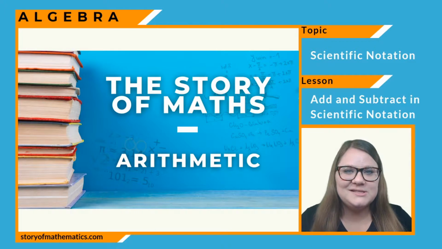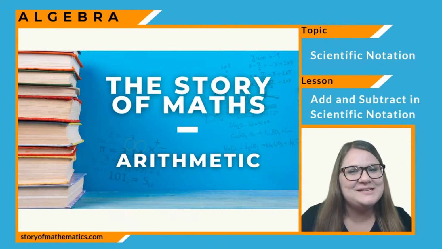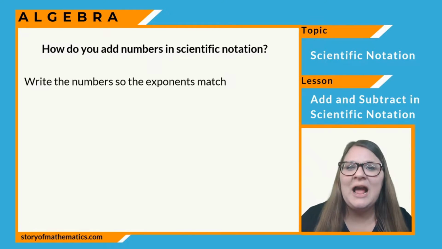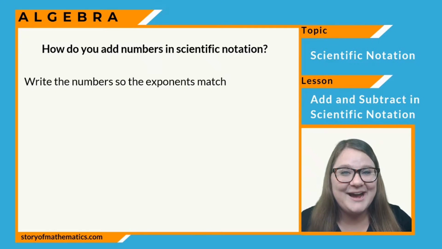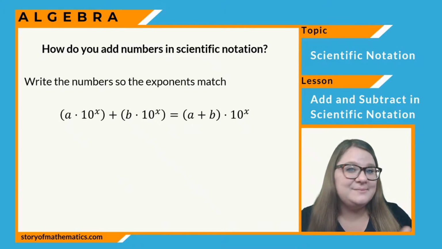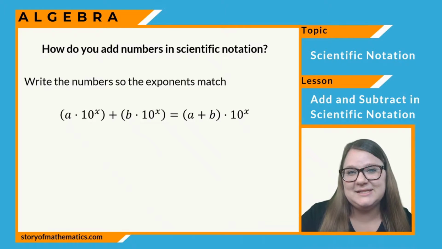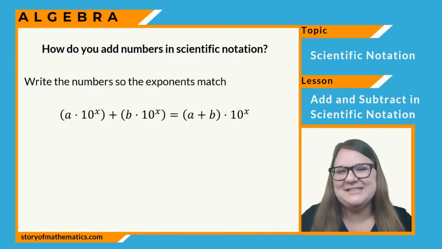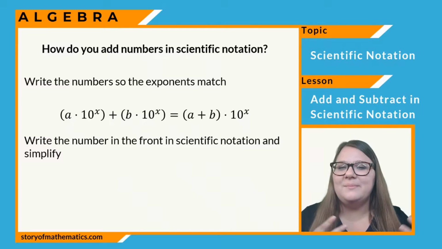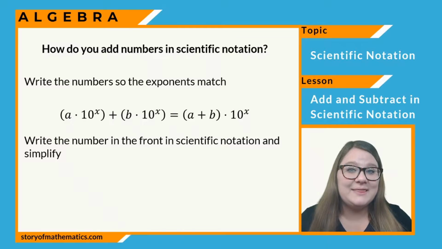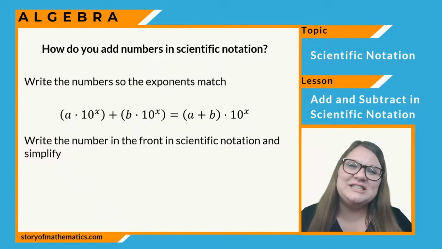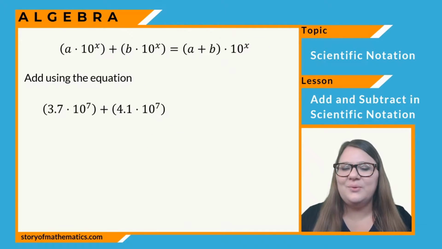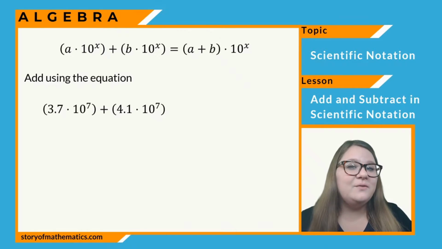Hi, in this video, we're going to learn how to add and subtract numbers if they're written in scientific notation. In order to do this, you must first make sure that the exponents on the tens match. So, if you have a times 10 to the x and you're adding b times 10 to the x, you can really just add the a and b together and then multiply by 10 to the x. If you have a number that's greater than 10 in front at that point, you'll then write that in scientific notation and simplify.